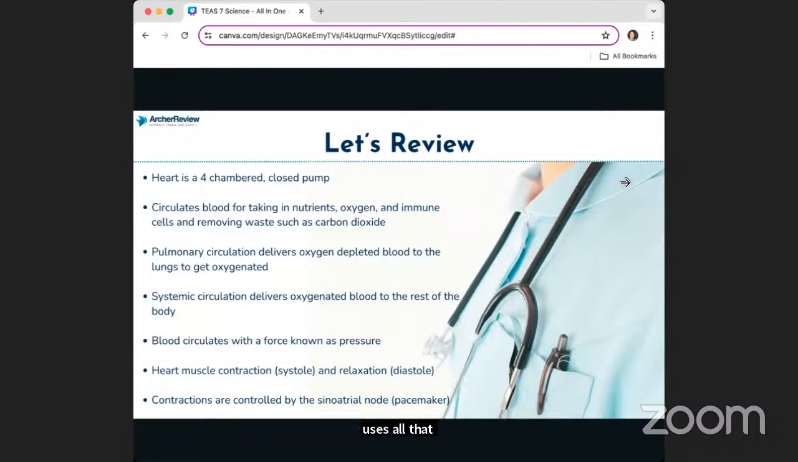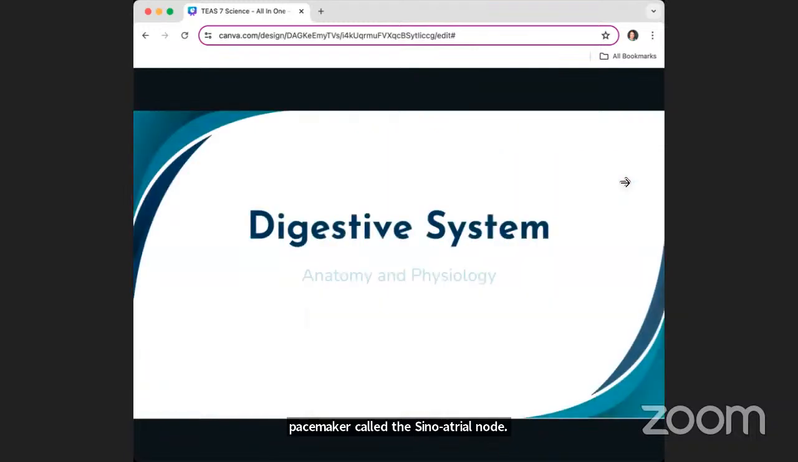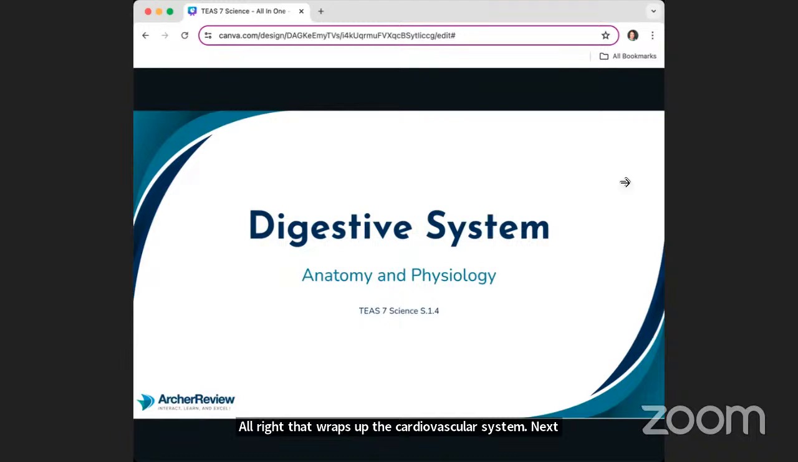It's one big cycle. The blood circulates with a force known as pressure, and we can measure that pressure when the heart muscle contracts versus when the heart muscle is relaxed. And all of those contractions are controlled by a natural pacemaker called the sinoatrial node. All right, that wraps up the cardiovascular system. Next up, we move into the digestive system. And remember, this is surface level knowledge. Let's go ahead and start.